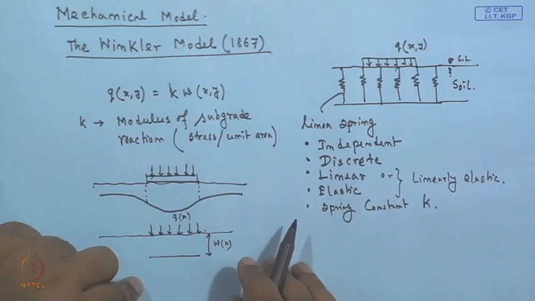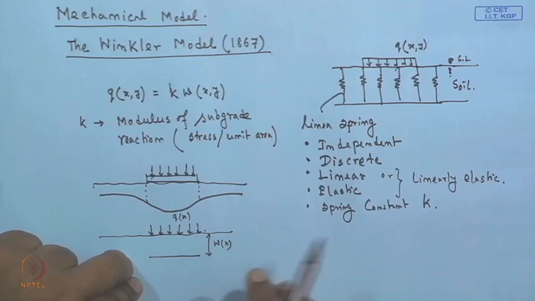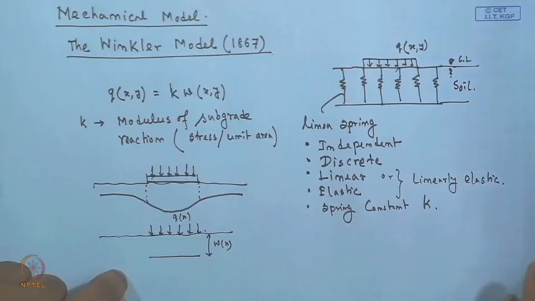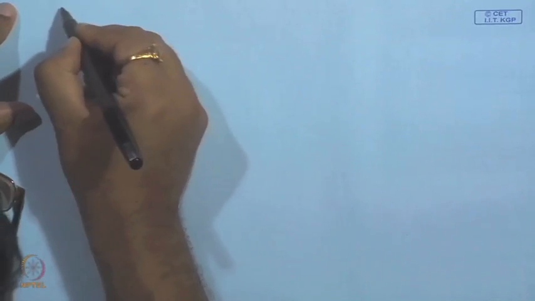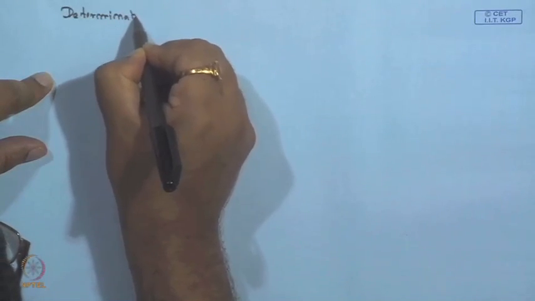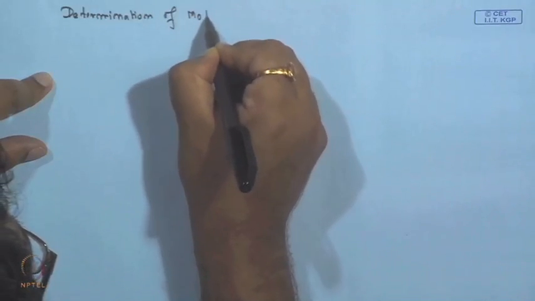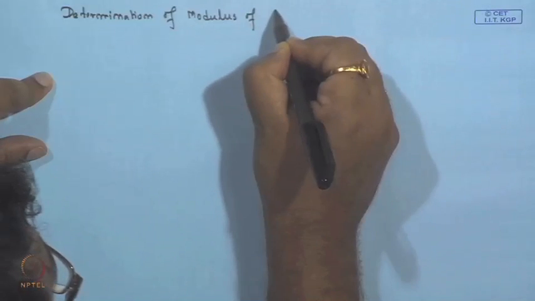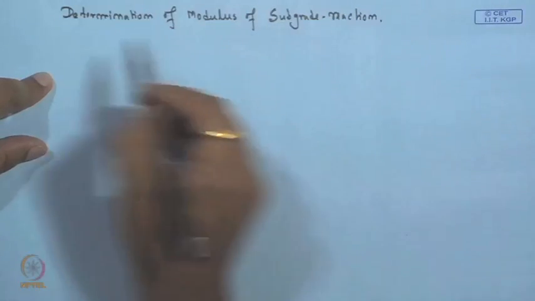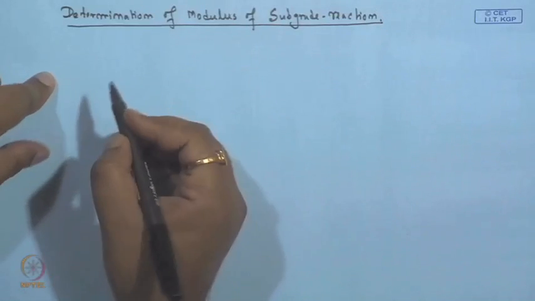So this model is in common use in the analysis of foundation problems. Now the next stage is how to determine this subgrade reaction. Terzaghi in 1955 proposed how this plate reaction, or modulus of subgrade reaction, is calculated. So here we will see how this k value, the modulus of subgrade reaction, is determined. This modulus of subgrade reaction is determined by the plate load test.